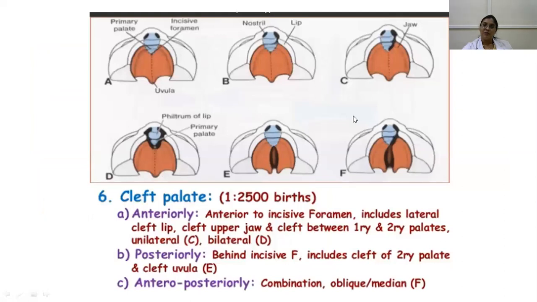And also the cleft lip and palate. We don't have the models, but we may be putting some charts for your examination. So I'll definitely be including the cleft palate if it's possible. So just go through all this. Okay, so that's about the embryology models for today.